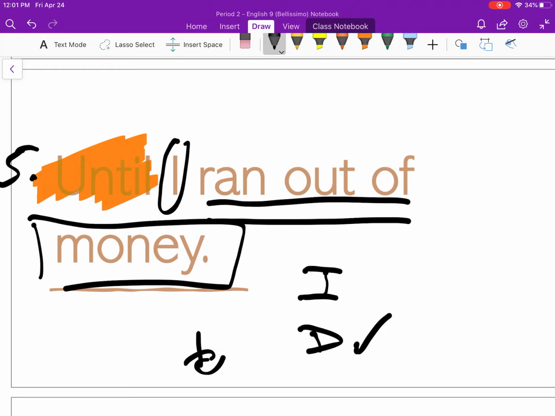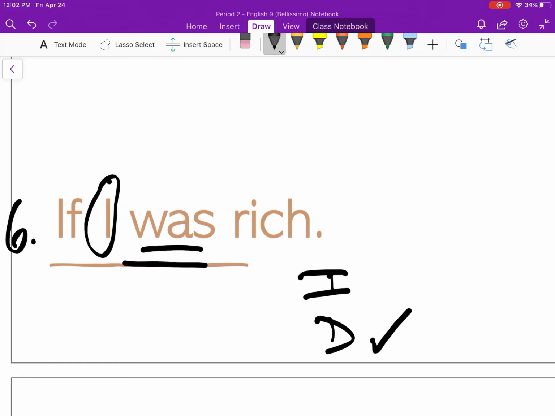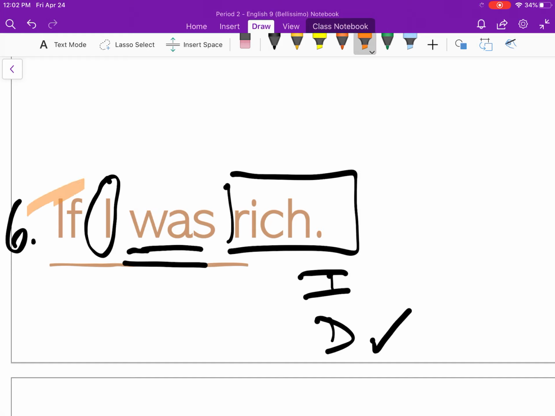Ready for number 6? Number 6. If I was rich. Is this an independent or dependent clause? Look for the subject. Look for the verb. Is there anything in front of the subject? Ready? Dependent. I is the subject. To be is the verb, right? We're in past tense. I am, you are. I was, he was. Rest of your sentence. And our subordinating clause is if. All right, let's continue on to number 7.